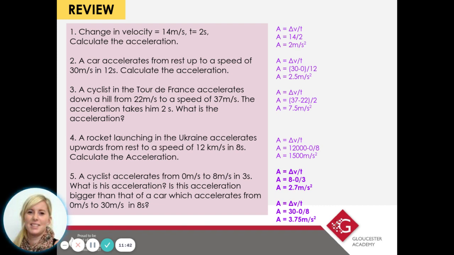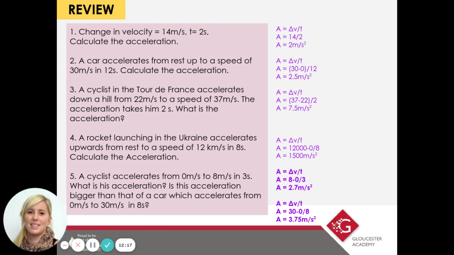And then the last one, you had to do 2 parts. So that's why they're in bold, because they sort of go together for number 5, because we needed to work out the acceleration of the cyclist, then the acceleration of the car, and then work out which one is bigger. So for the first one, the cyclist, the change in velocity divided by time is 8 divided by 3, which is 2.7 meters per second squared. And then the second part is to work out the acceleration of the car, which is 30 divided by 8 and comes out as 3.75 meters per second squared.